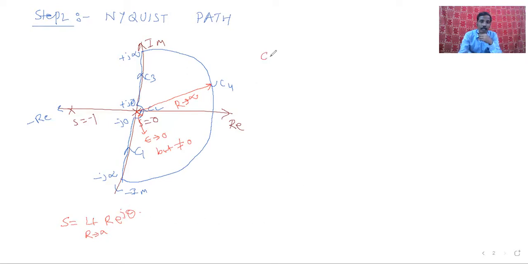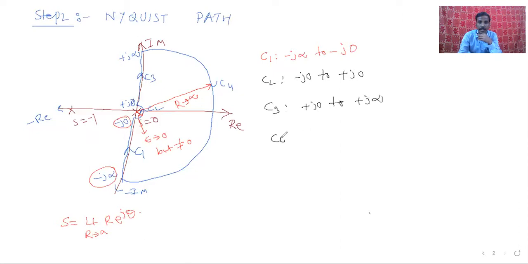Then what is the path of each segment? C1 belongs to minus j infinity to minus j0. C2 belongs to minus j0 to plus j0. C3 belongs to plus j0 to plus j infinity. Similarly, C4 belongs to plus j infinity to minus j infinity, the Nyquist range. So this is the Nyquist path.